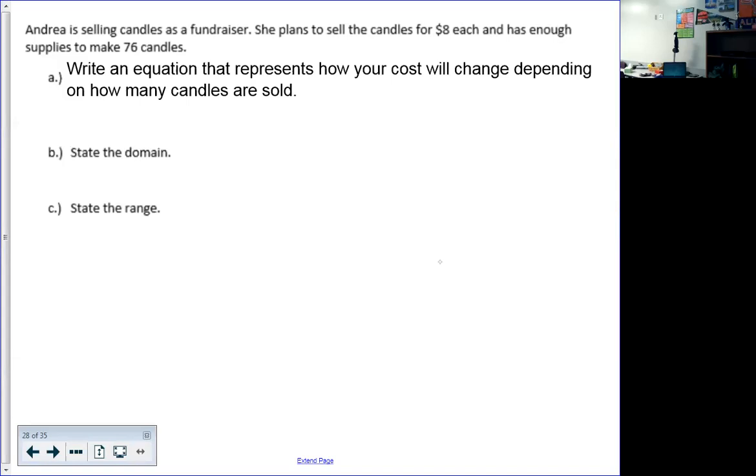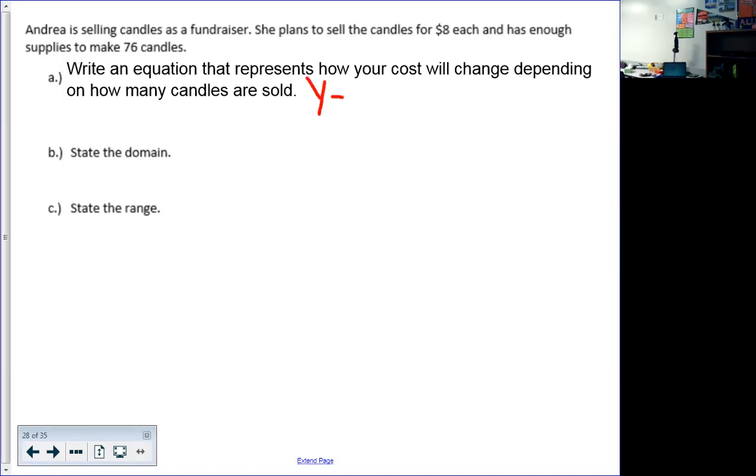Andrea is selling candles as a fundraiser. She plans to sell candles at $8 each and has enough supplies to make 76 candles. Go ahead and come up with the equation that represents how your costs will change depending on how many candles are sold. So go ahead and write this equation now.